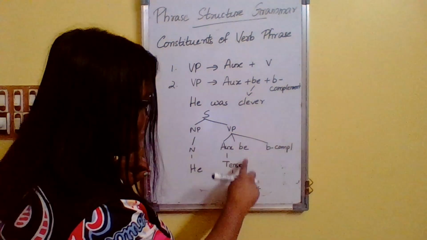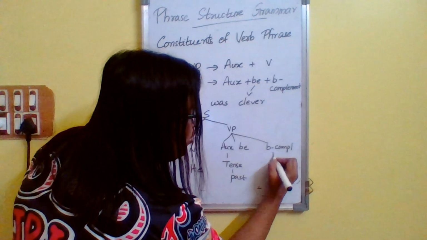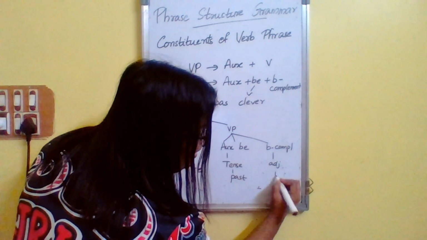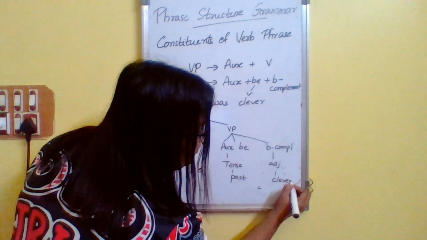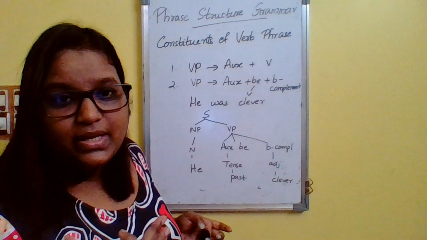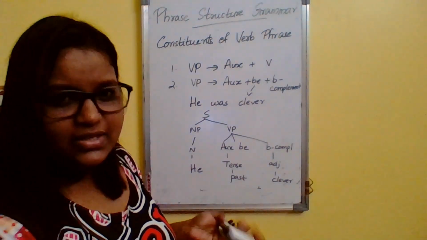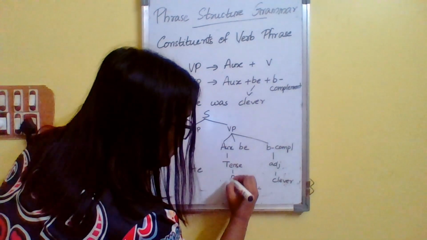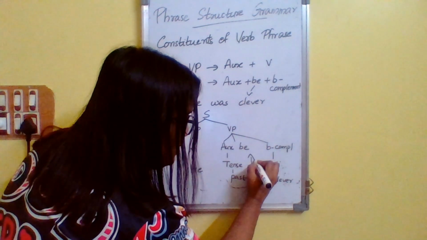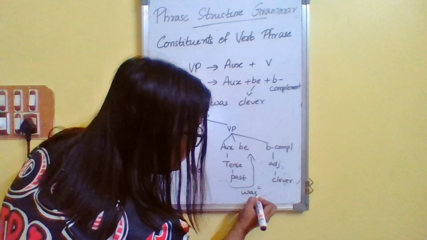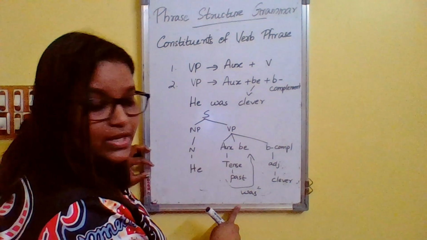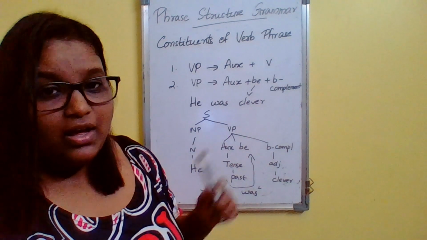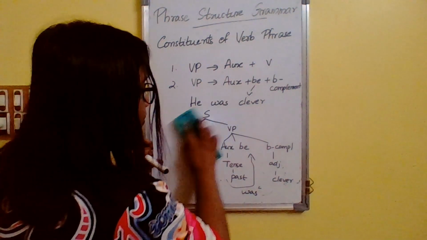Be, let's just put it like that. And be complement is an adjective here, clever. You don't even have to label it as an adjective. I just did it for your convenience anyway. So past of be is was here, only because he is singular. So he was clever. This is how we do the second form of verb phrase.